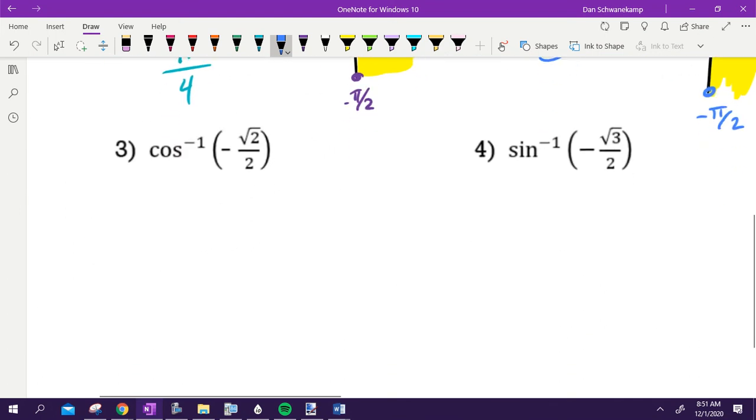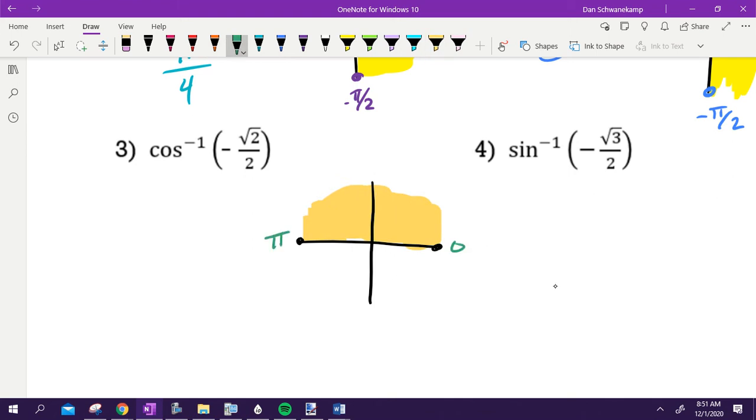Number 3, inverse cosine of negative radical 2 over 2. Show me the fingers. Which two quadrants am I looking in? Yeah, good finger work there. 1 and 2. Quadrants 1 and 2. I'm living between 0 and pi. So whatever answer I put right here better be a number that's between 0 and pi. I want my x to be negative. So obviously I'm in quadrant 2. So I'm out here, quadrant 2.